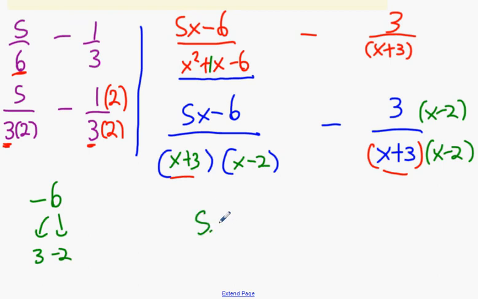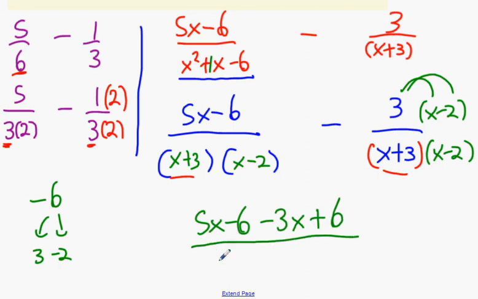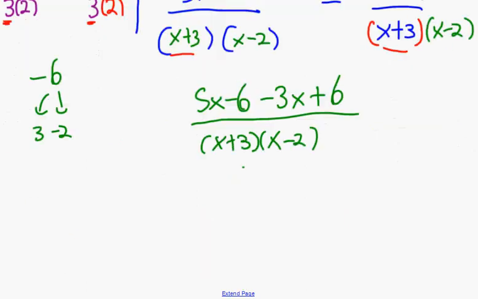So it's going to be 5x minus 6 take away 3 times x plus 6, all over x plus 3 and x minus 2. Now what happens next, guys? 5x minus 3x, minus 6 plus 6, cancel. Just that's your answer.